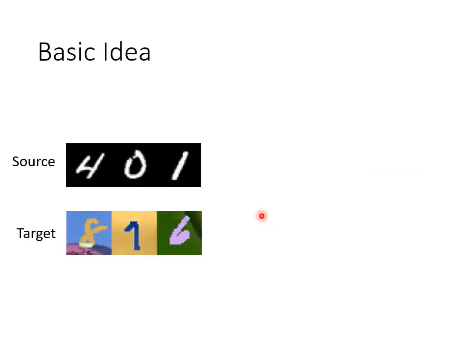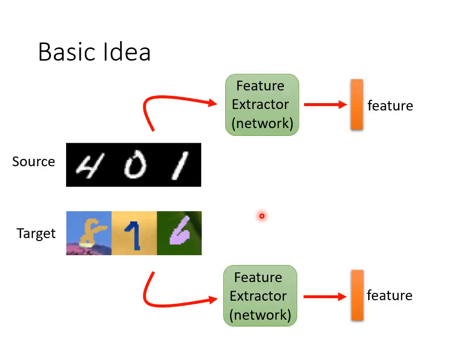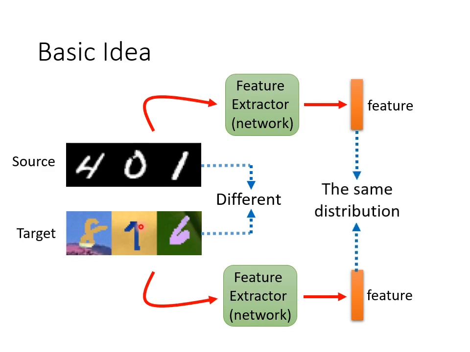The most basic concept here is like this. We want to find a feature extractor. This feature extractor is actually a network. This network will take a picture as input. It generates a vector, which is a feature. Although the images on the source domain and the target domain look different, the feature extractor will take away their different parts and extract only the parts they have in common.